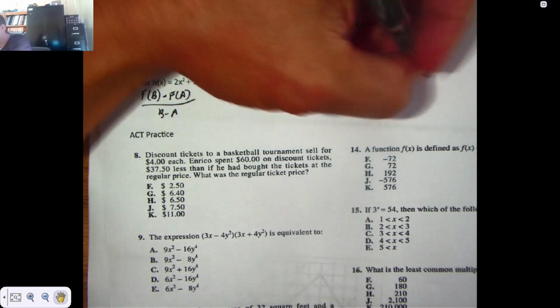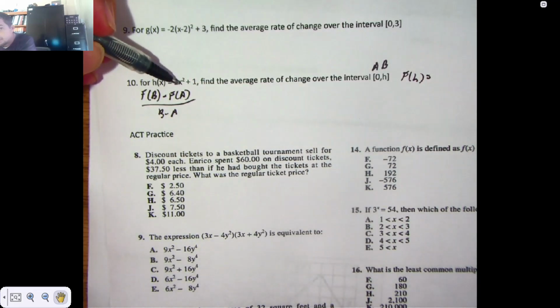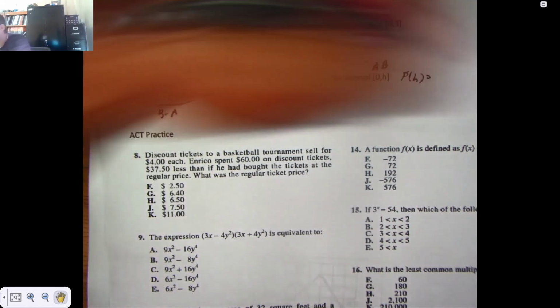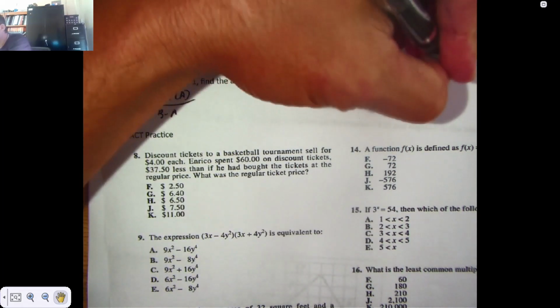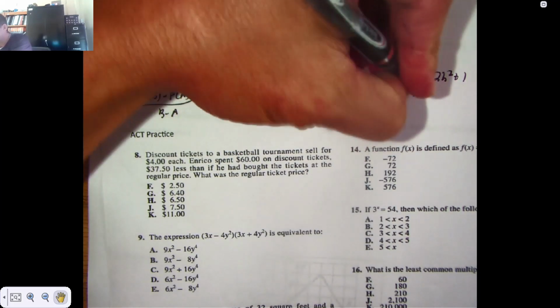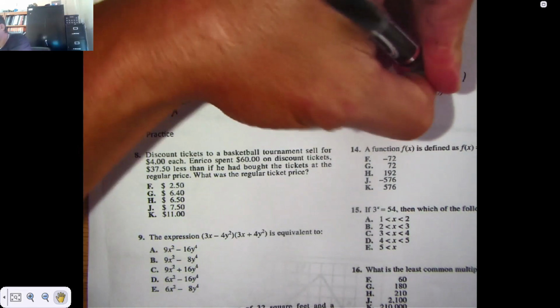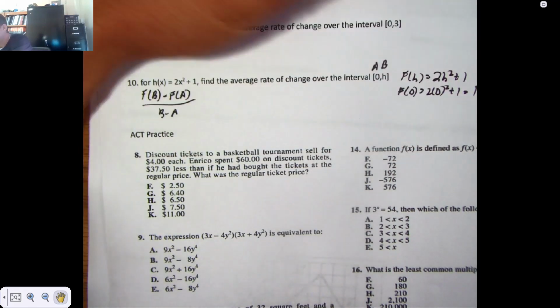So we're going to go off the side, and we have to find f of h and f of 0. F of h is literally when that x right there becomes an h. It's really easy. It's 2h squared plus 1. We also have to find f of 0. It's when that becomes a 0. 2 times 0 squared plus 1, well, that's going to be 1.